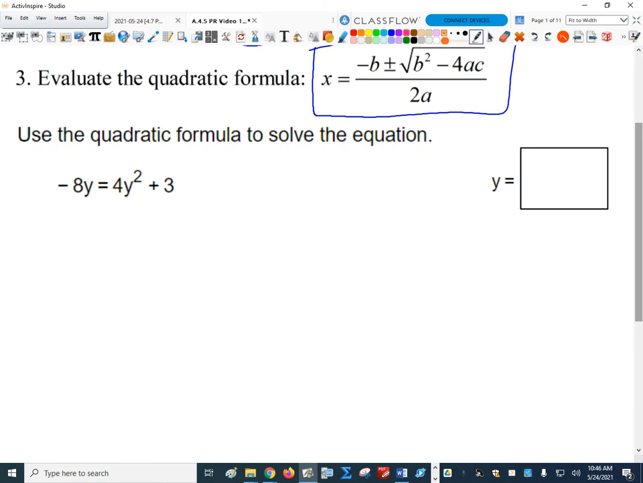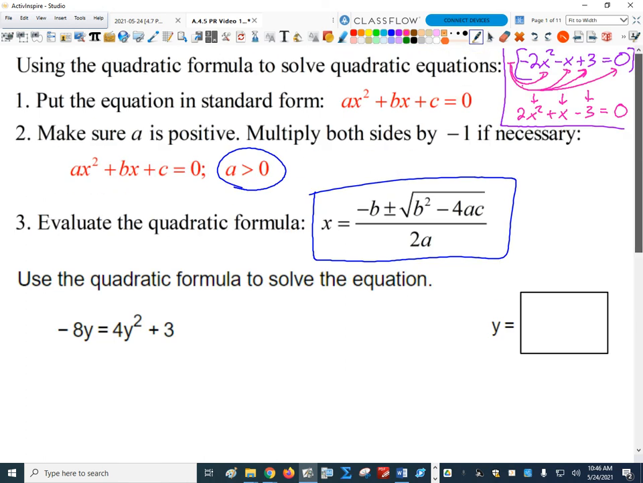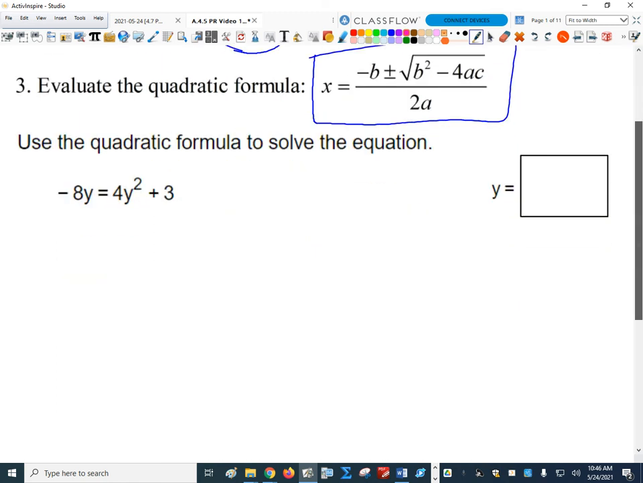So what about this first one then? What do I have to do? I've got y's instead of x's, but who cares, right? Same thing. Doesn't matter what the variable is. Could be x's, could be y's, could be z's, who knows? What do I have to do first here? In order to be able to use the quadratic formula, what were my first 2 steps? Well, I got to get it into standard form, right? Where a is positive. So how am I going to do that?